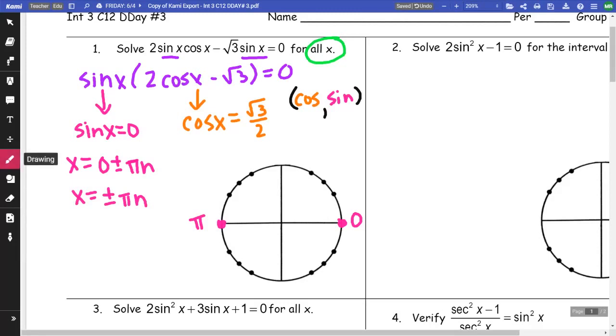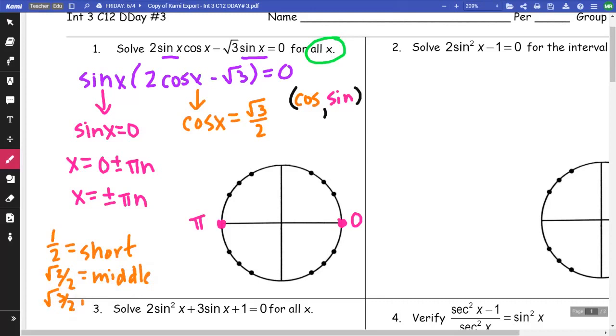On the second part, the cosine is your x. And so when we're doing this, we want to think about where my cosine would be root 3 halves. When I think about these, I think about the following. 1/2 I consider short. Root 2 halves would be the one in the middle, and that would be at your pi fourth. And your root 3 halves is your long.